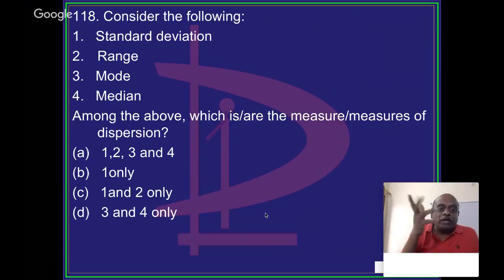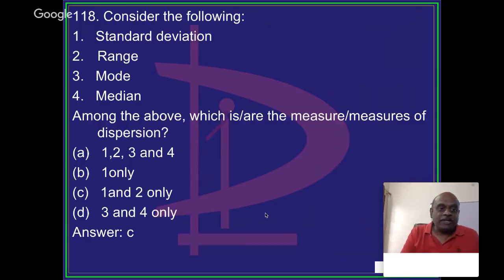What are the important measures of dispersion of the values? It is the standard deviation and the range. Range hota na? Maximum and minimum value ke beech mein distance. That is the one which is typically the important measure of the dispersion.